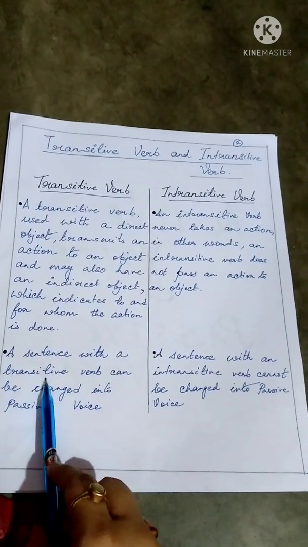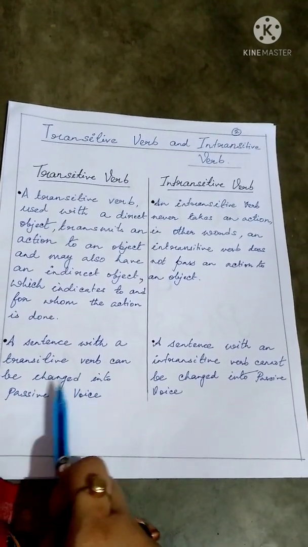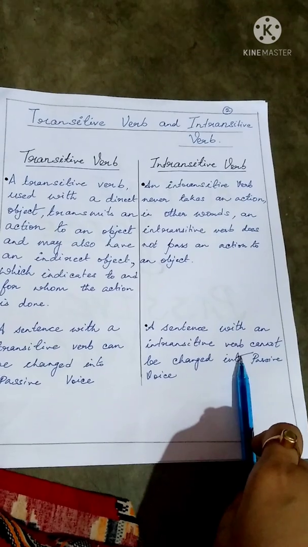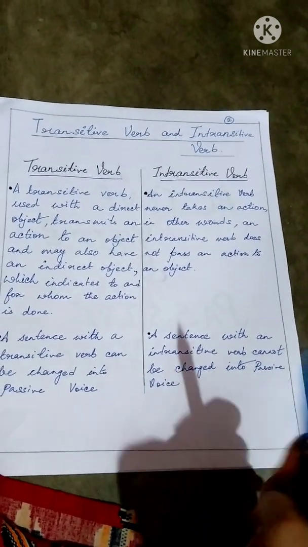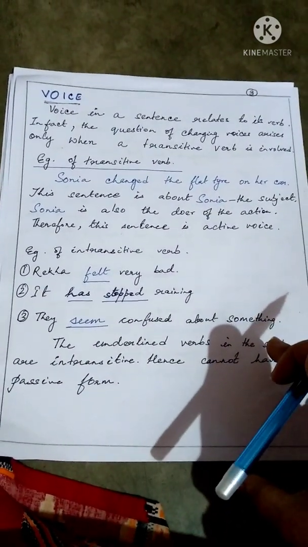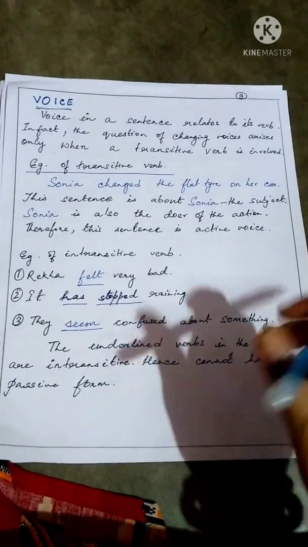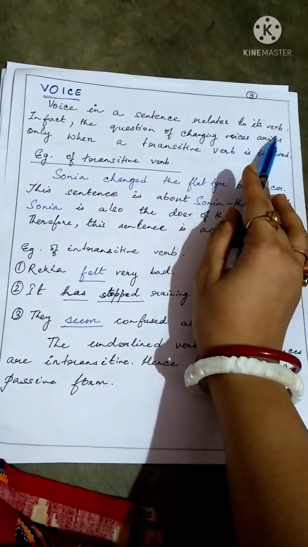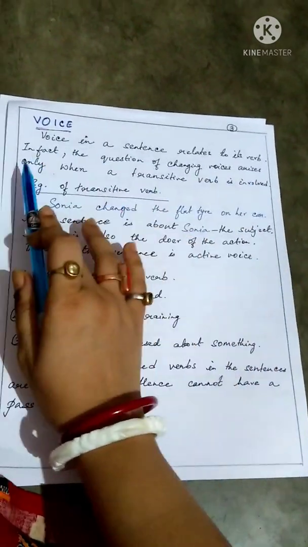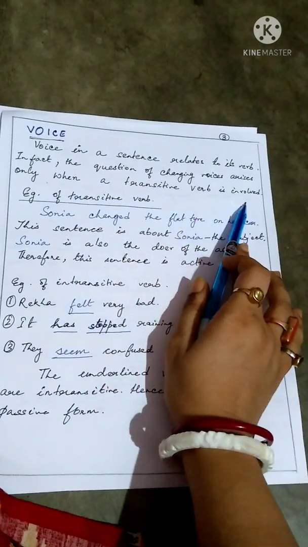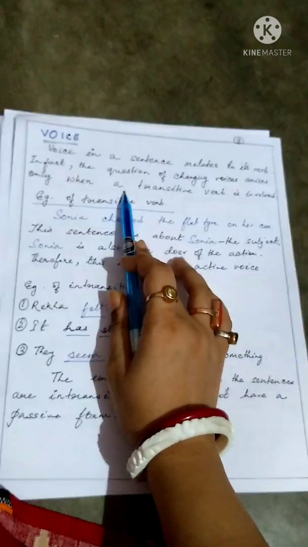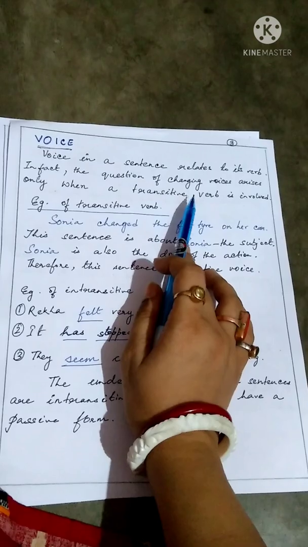A sentence with a transitive verb can be changed into passive voice, but a sentence with an intransitive verb cannot be changed into passive voice. Now, let us see what is voice. Voice in a sentence relates to its verb. In fact, the question of changing voice arises only when a transitive verb is involved. So, when does the question of changing voice arise? When a transitive verb is involved.